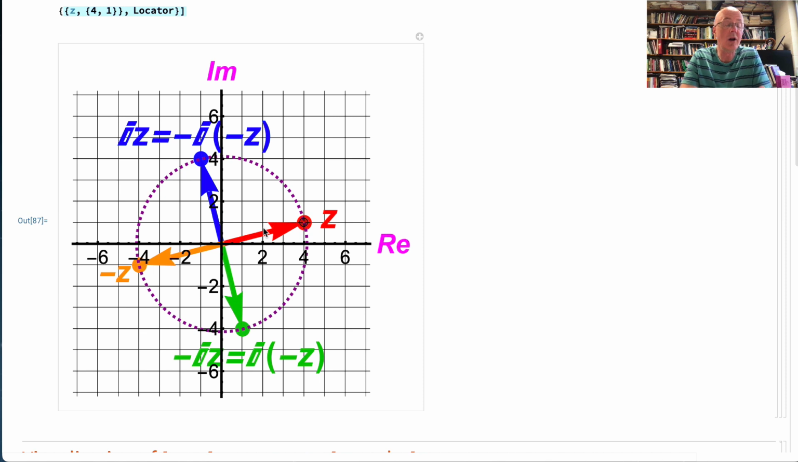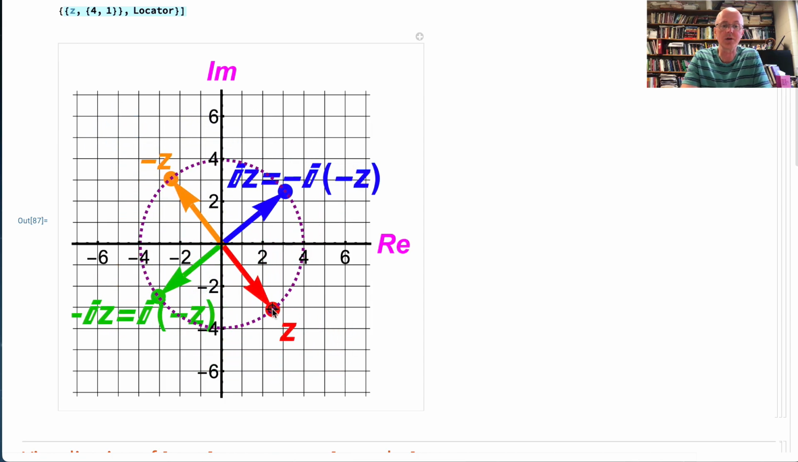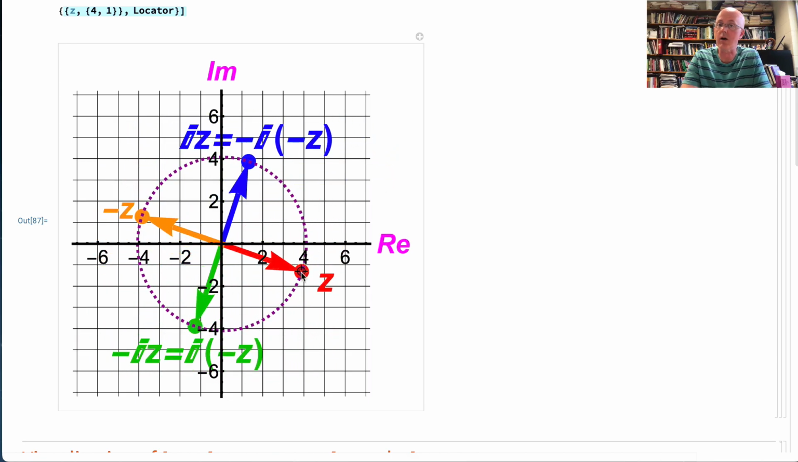That can be thought of as a reflection across the origin. That's the simplest thing to do, but it also could be thought of as a rotation, either by 180 degrees counterclockwise or 180 degrees clockwise. I also emphasize that i times z can be thought of as negative i times negative z, so you could start at negative z and go 90 degrees clockwise. And likewise, negative i times z could be thought of as i times negative z, so you could start at negative z and go counterclockwise. And Locator also allows me to change the initial vector, the initial location for z. You also see a circle centered at the origin, emphasizing that these points are all the same distance to the origin. They all have the same modulus.